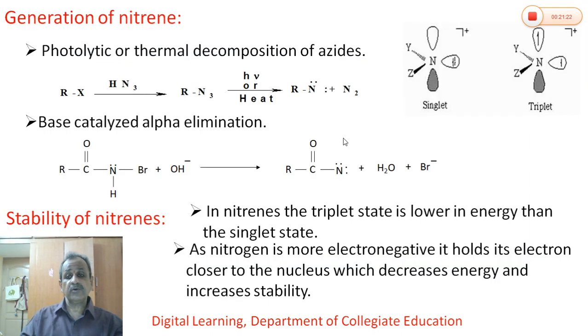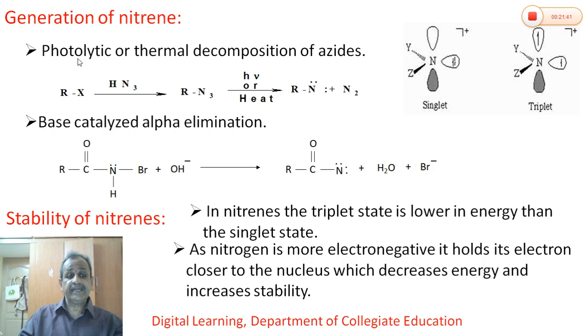Now let us go to another type of intermediate, nitrene. Nitrene means a nitrogen with a lone pair of electrons present. Two substituents or 1 substituent with a pair of electrons is called nitrene.